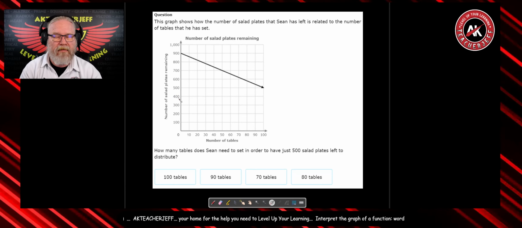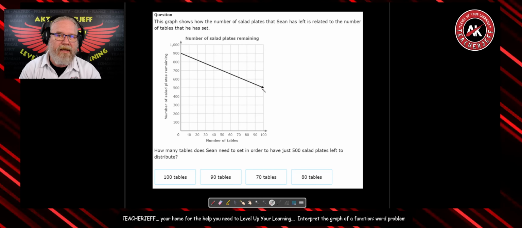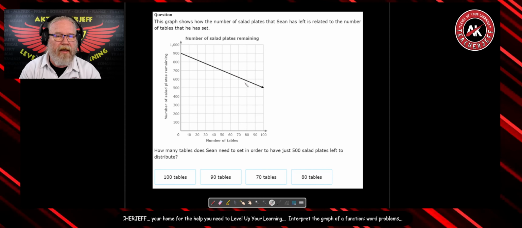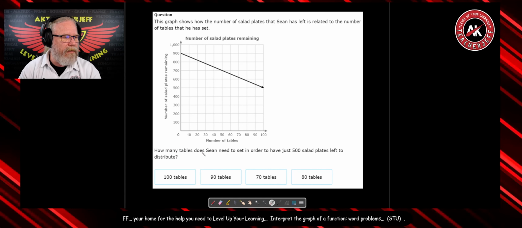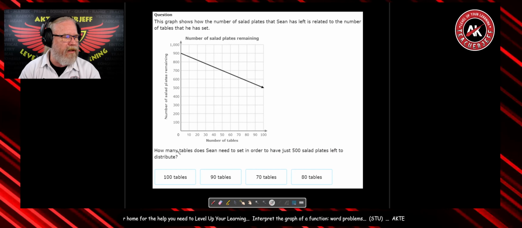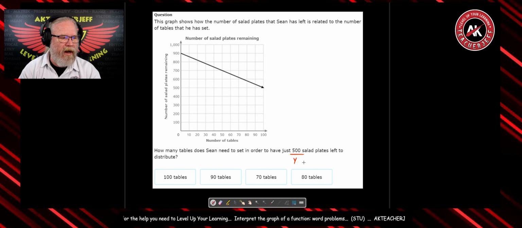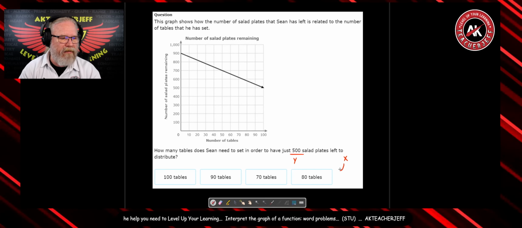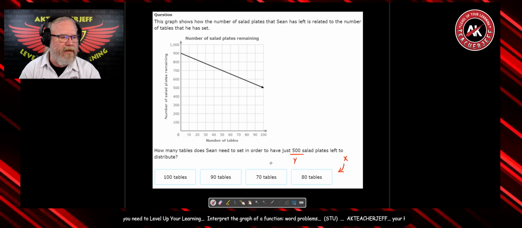He's back in the kitchen, got a bunch of salad plates, and he's out putting them on the tables. As he takes them out of the kitchen and puts them on the table, we have fewer salad plates remaining back in the kitchen, right? So how many tables does Sean need to set in order to have just 500 salad plates left to distribute? Let's determine what they are giving us. They're giving us a y value, so all of these must be x values, and indeed the number of tables is down on the x-axis.